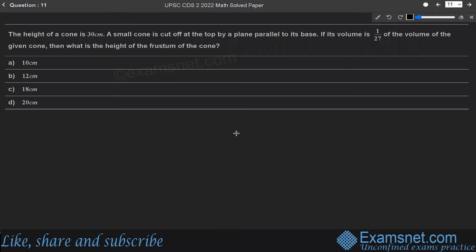Next question is, the height of a cone is 30 centimeter. A small cone is cut off at the top by a plane parallel to its base. If its volume is 1 by 27 of the volume of the given cone, then what is the height of the frustum of the cone? First, let us make the cone here. This is the cone which has the height 30 centimeter. A small cone is cut off from here.